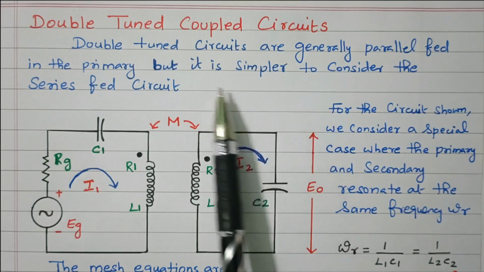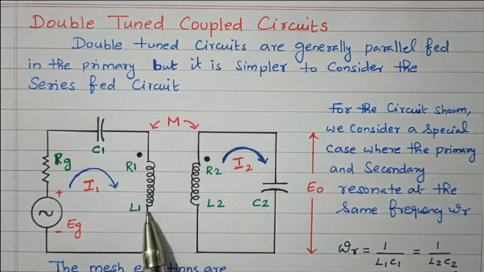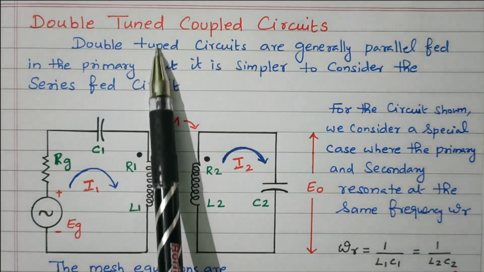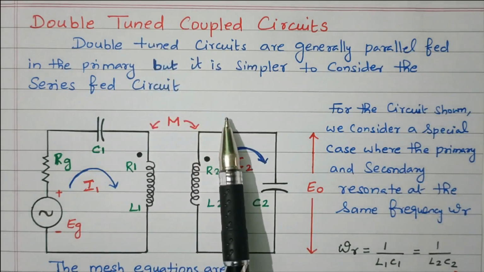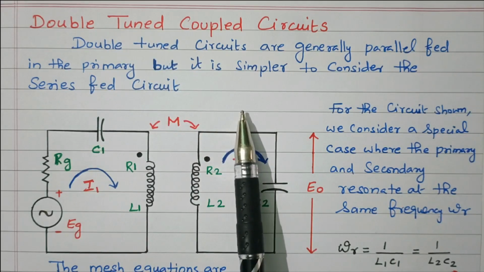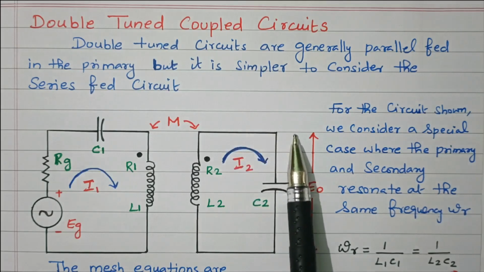Now we'll go to the topic. Double tuned coupled circuit. Let us consider this circuit. Two inductors are mutually coupled together. So this is called a coupled circuit. Tuned circuit means bringing the circuit into pure resistance by making inductive reactance equal to capacitive reactance, so that both get cancelled and the circuit acts as pure resistance.